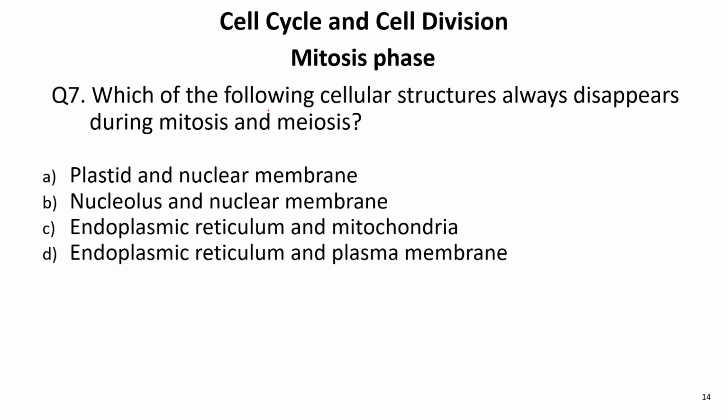Now next question is, which of the following cellular structures always disappears during mitosis and meiosis? Alright, so options are plastid and the nuclear membrane, nucleolus and the nuclear membrane, endoplasmic reticulum and mitochondria, and endoplasmic reticulum and plasma membrane. Alright, so you know at the end of prophase, nucleolus and the nuclear membrane disappear. So what should be the answer? Answer should be nucleolus and the nuclear membrane.